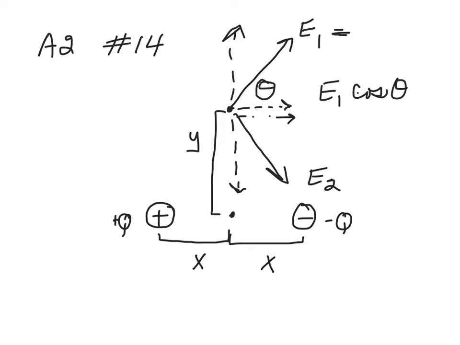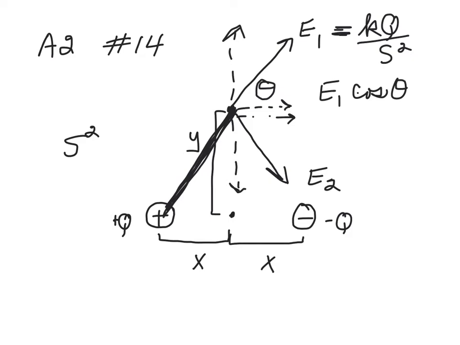Try and do this. Don't just listen to me. Write down what E1 is. It's going to be K Q1, which is Q, over that distance. I'm going to call it S squared. You can call it whatever you want. And what is S? It's this distance here, from the center of the charge to the point.